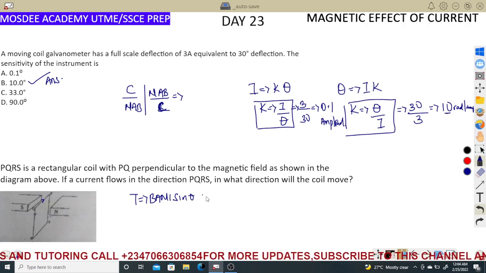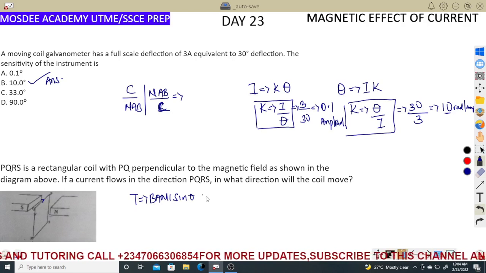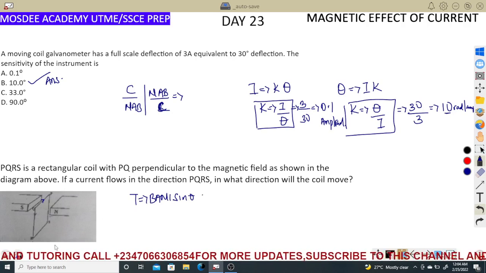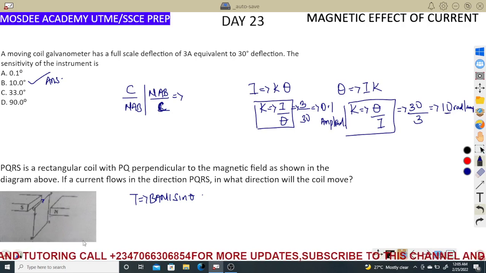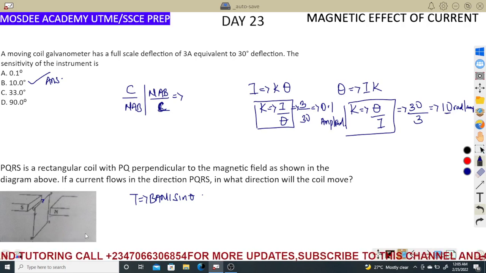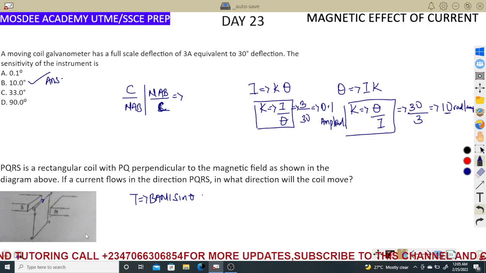Now I've told you about the direction. How do you get the direction for a rectangular coil? It depends on the orientation. I've explained this orientation before. And what did I tell you about this orientation? So simple. When you know something, it will be so simple.